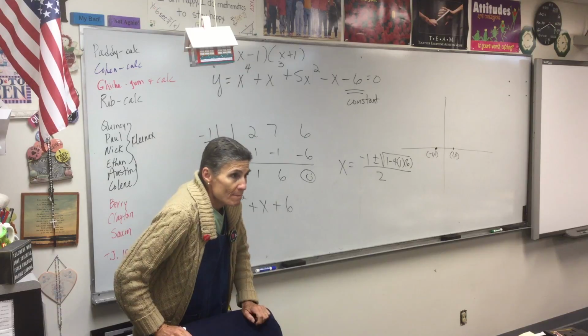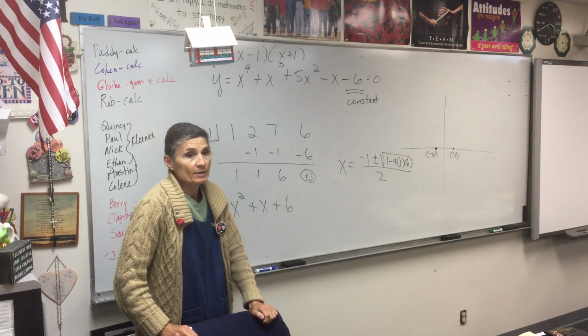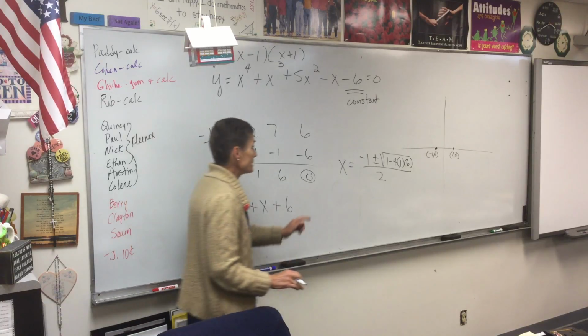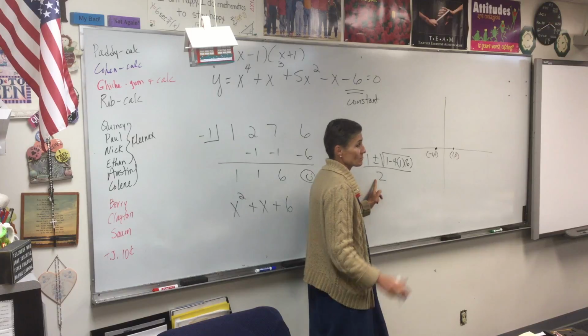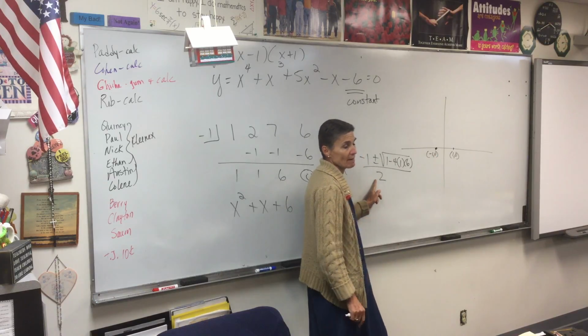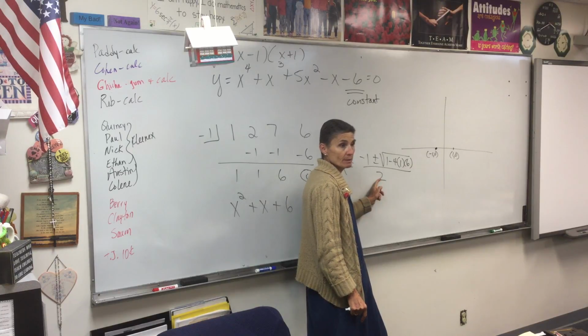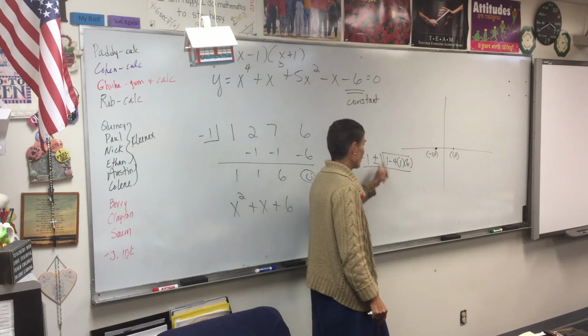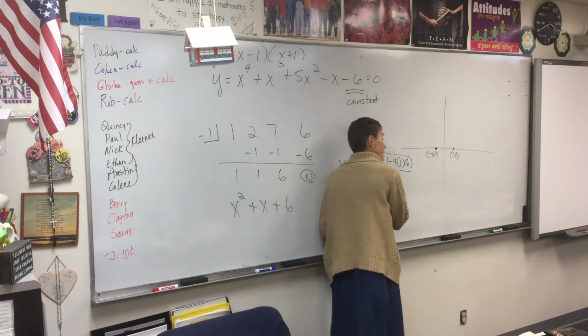Now what does that mean in terms of my graph? It's not on the x-axis. These are called zeros, but they are not x-intercepts. Normally zeros and x-intercepts are the same thing. Not here, because these are imaginary. If you plugged it in, you'd get 0, okay, but you can't graph it.